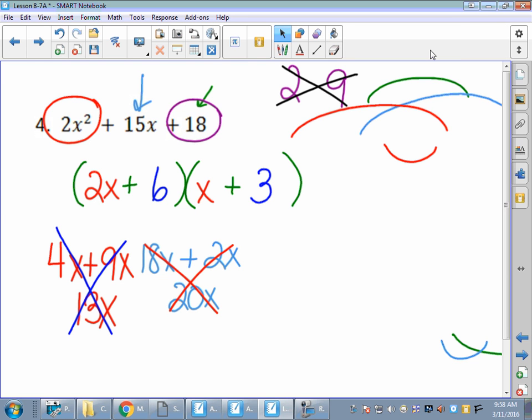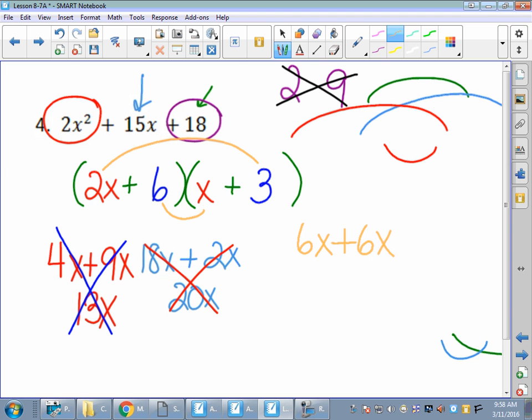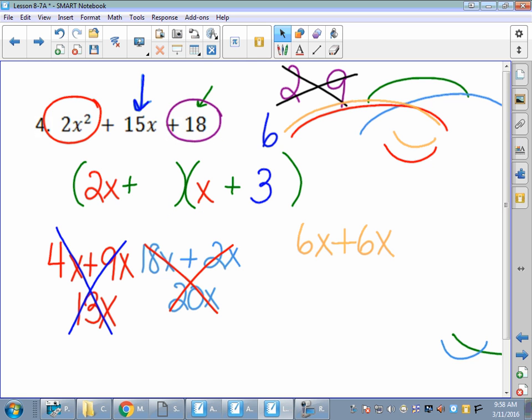So we know our first and our last are good. That is the good part about this. So what's 2x times 3? And 6 times x? We're getting kind of closer. 6x plus 6x, that's 12x. That still doesn't work because we still want to get a 15x in the middle. So 6 and 3 doesn't work. So now I'm going to try to switch these guys.